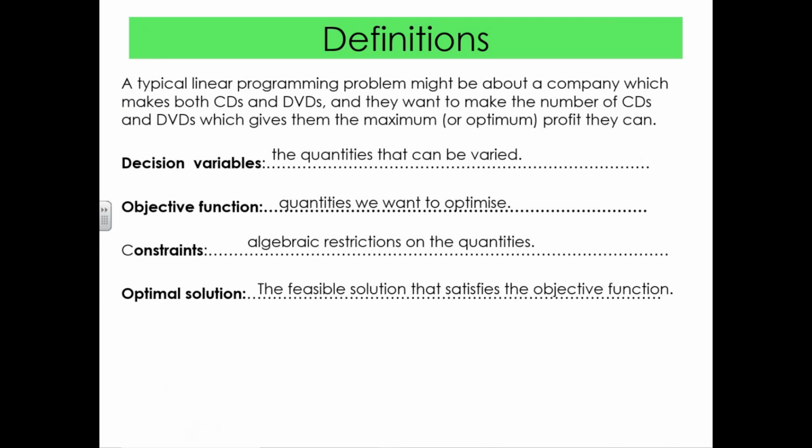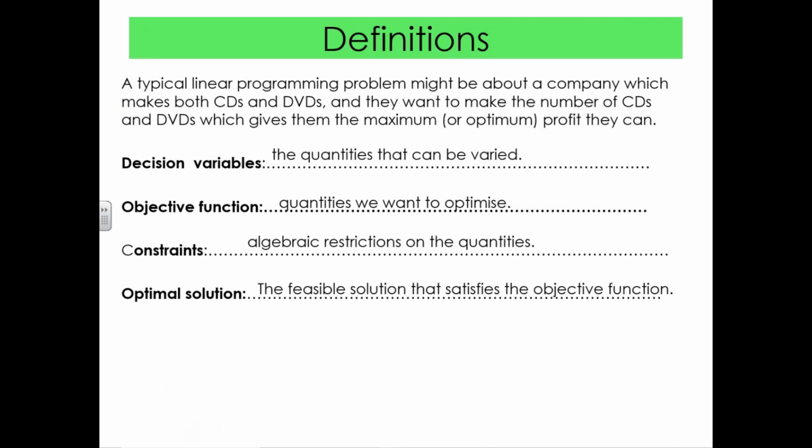So we'll talk about decision variables. These are the things that can be varied. These will be the number of CDs and DVDs in this question. Quite often we'll talk about the objective function. The objective function is essentially an expression with the quantities that we want to optimize. In this case, it's the profit, maximum profit, but it could be minimum cost or other things like that.